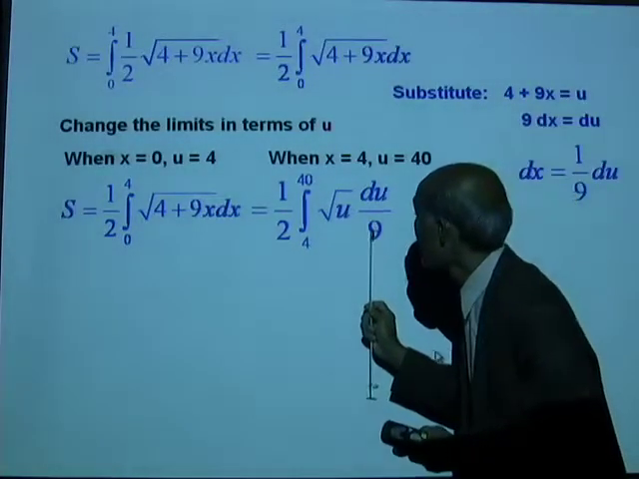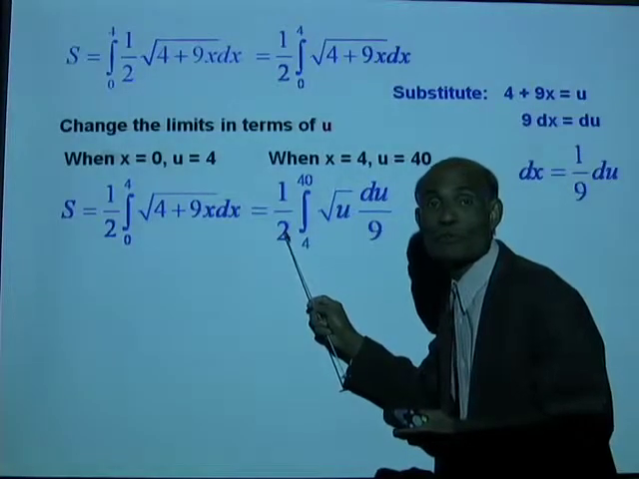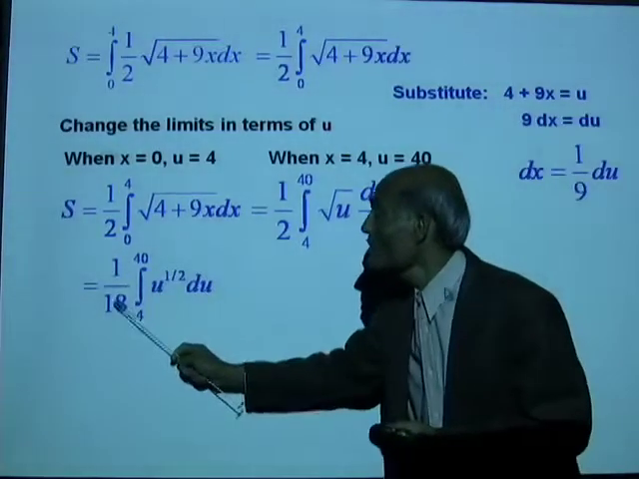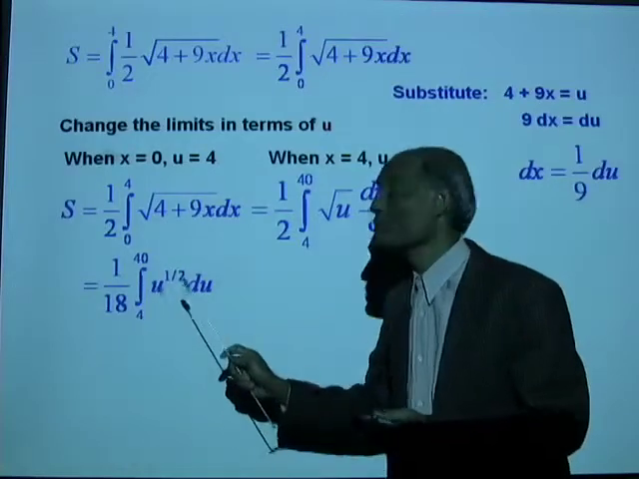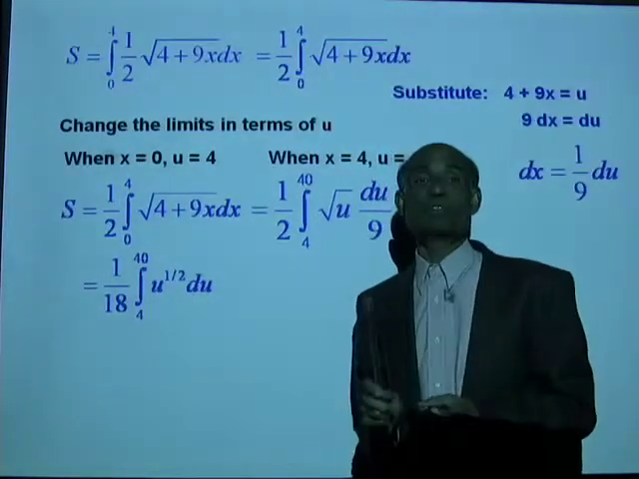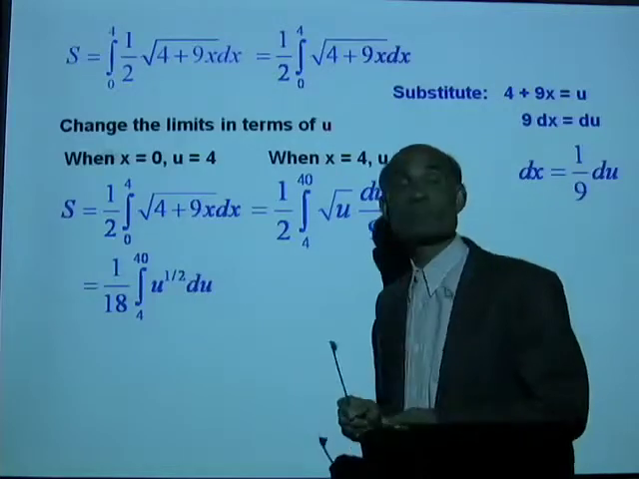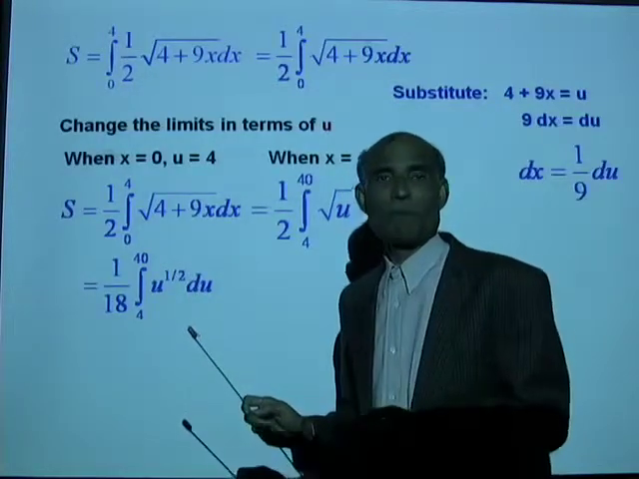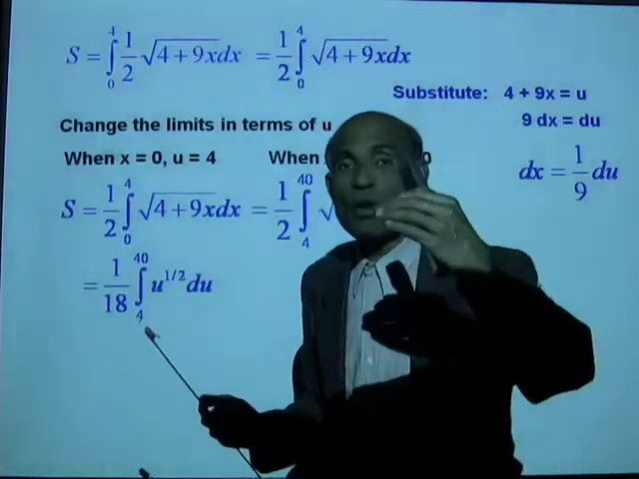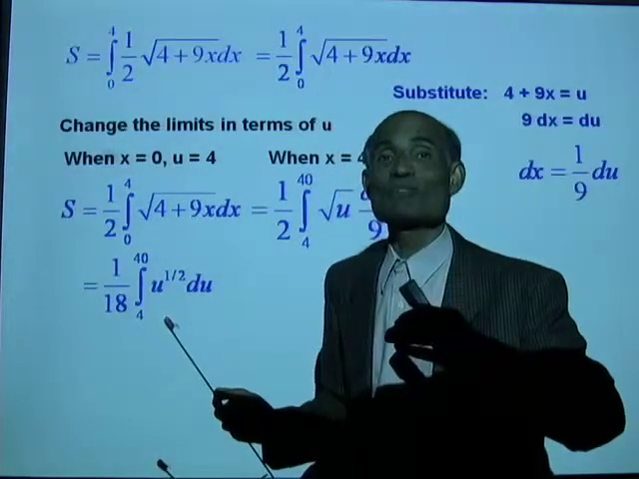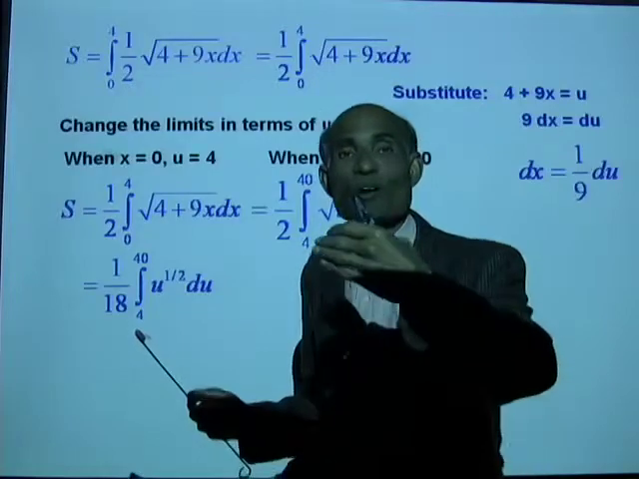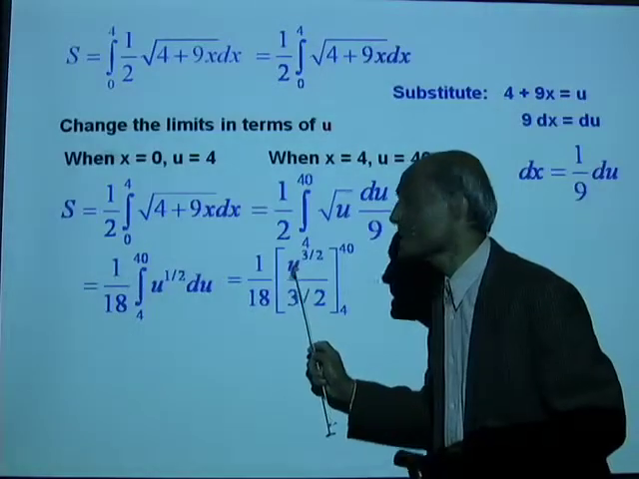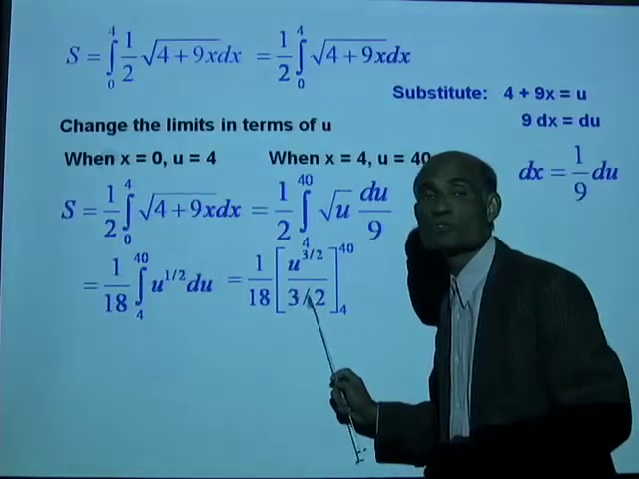And this 9 on the denominator will come out, multiplied with this 2 will give me 1 over 18. So that will be 1 over 18 integral from 4 to 40 of u to the power of 1/2 du. That's easy to integrate. What is the integral of u to the power of 1/2 du? That is u to the power of 1/2 plus 1 over 1/2 plus 1, which is u to the power of 3 over 2 over 3 over 2. So that will be 1 over 18 times u to the power of 3 over 2 over 3 over 2.